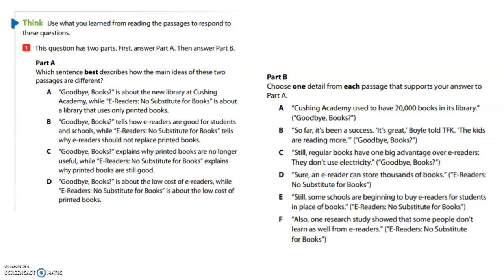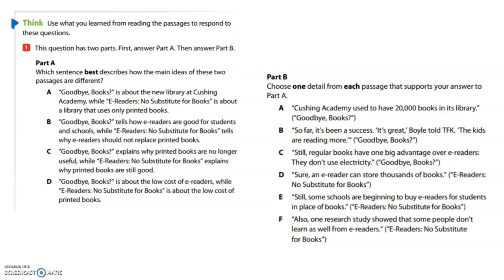Question number 1. This question has 2 parts. First, answer part A, then answer part B. Part A. Which sentence best describes how the main idea of these 2 passages are different?